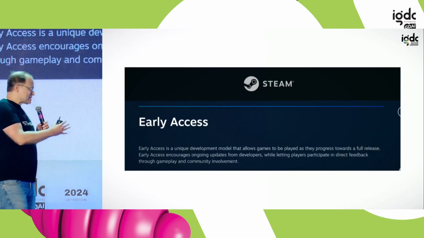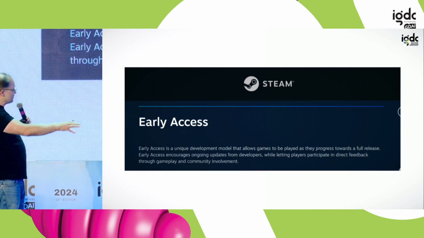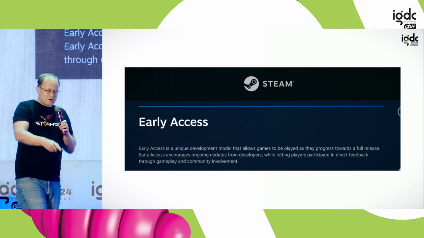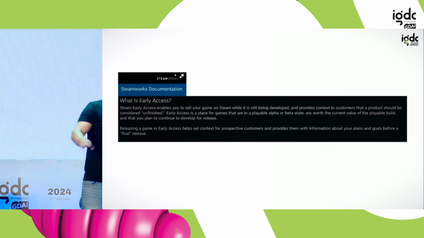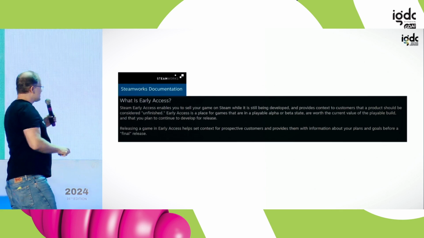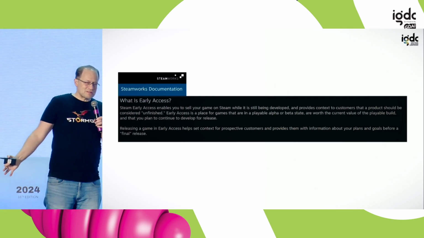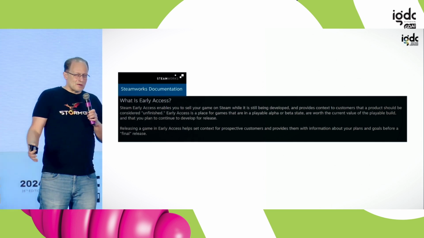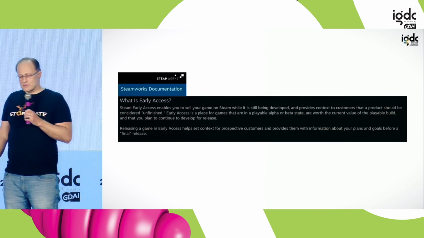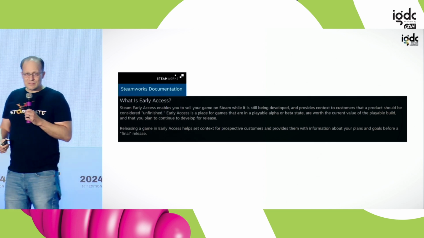So this is how Steam actually defines it for players. Allows games to be played as they progress towards a full release. But it's interesting that how Steam describes early access to developers on the Steamworks documentation, it's slightly different. Here it starts with early access enables you to sell your game on Steam while it's still being developed. So I think Valve understands that as independent studios, we need to generate revenue earlier than big studios that have all of the resources that they need. And so early access, to a great extent, I think, is aimed at independent studios like Frost Giant.